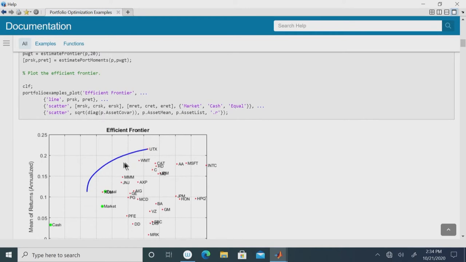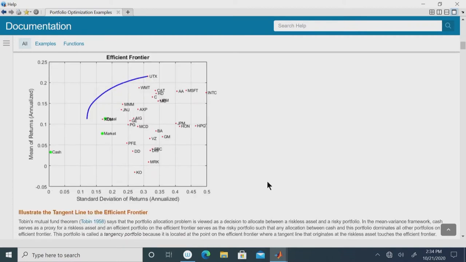The efficient frontier looks pretty much the same as the diagram that you got earlier, the scatter plot, but on top of that. In this case, you observe the scatter plot of the market, cash and the equilibrated portfolio, as well as the individual assets. On top of this, we have this blue curve, which is the efficient frontier of this database of individual assets of all the blue chip stock companies.